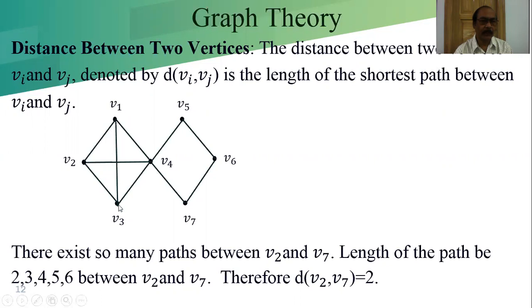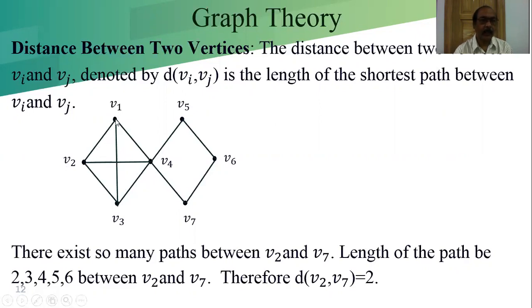I can move this way, this is one path. I can move this way, this is one path. I can move this way, and this way also. So V1 to V2 I can reach through so many paths. From that we have to find the length of each path and which one gives the shortest value, that means the minimum value among them. That is the distance between the two vertices.